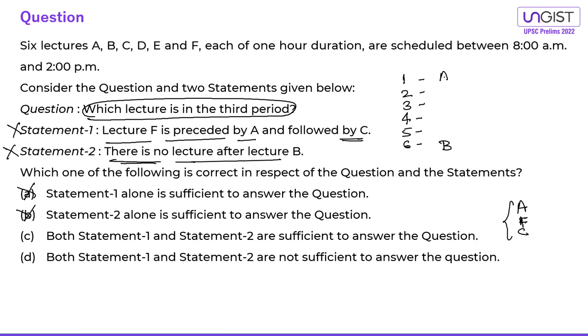So this can be AFC, or this can be AFC, right? So third lecture can be C also, third lecture can be F also, third lecture can be A also. So even if we combine these two statements, we are not able to find the answer. So both 1 and 2 are not sufficient to answer this question. Right, everyone? They are not sufficient to find the answer.